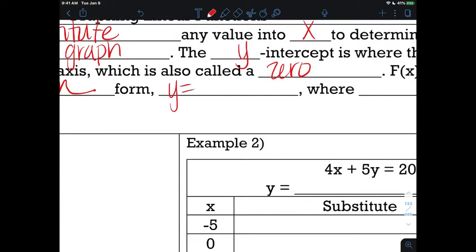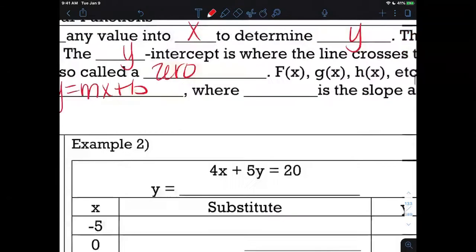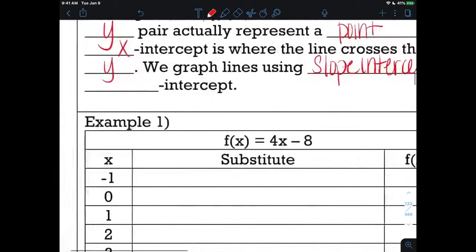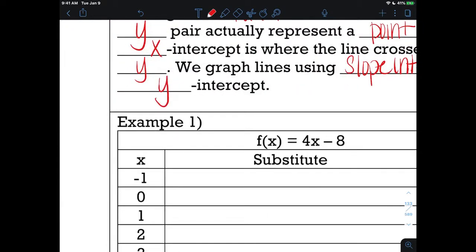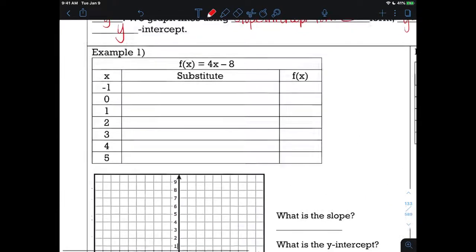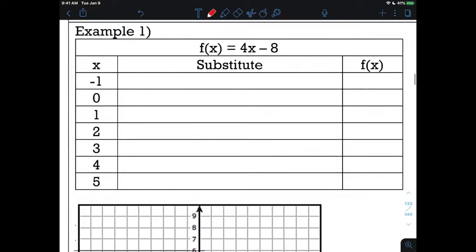We graph lines using slope-intercept form, which is y equals mx plus b, where m is the slope, and b is the y-intercept. Okay, so let's take a look at two examples. So first one. Now, here they're asking us to deal with f of x equals 4x minus 8.